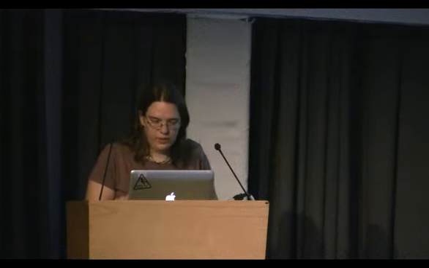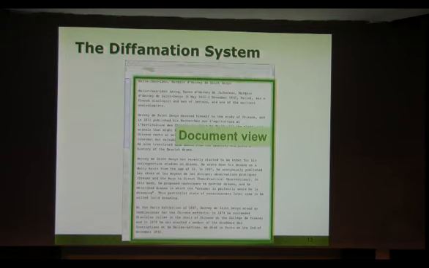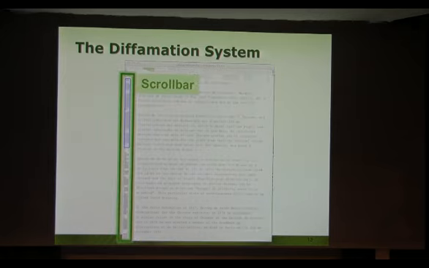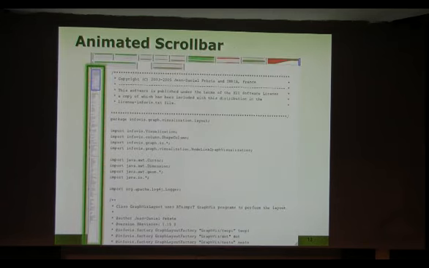I'm going to present now the whole system we have built around this animation technique. It's called Diffamation. Here is a screenshot of the interface. Basically, it's made of three parts. We have the main document view, where the document is rendered and where the animation takes place. We have a scrollbar to browse the document, and we have the timeline to browse the different revisions of the document. So I'm going to show you right now a video that illustrates the scrollbar.